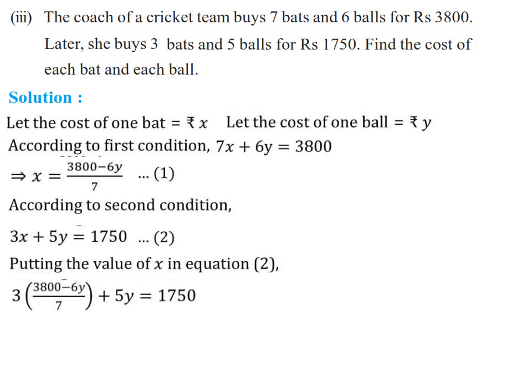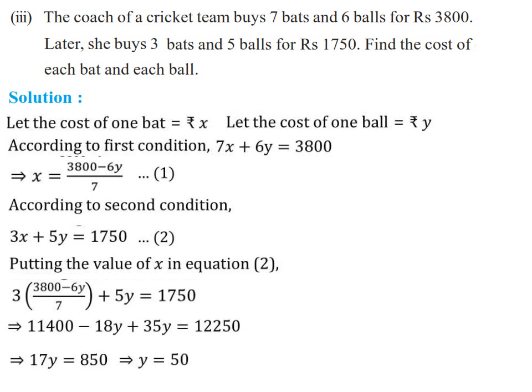Now taking 7 as an LCM, we will get 3800 into 3, which will become 11400, minus 18y plus 35y equals 12250. That will become your simplification. Now minus 18 plus 35, I will get 17y equals 850 after simplification. So therefore I can say y equals 50. So this is the value of y.